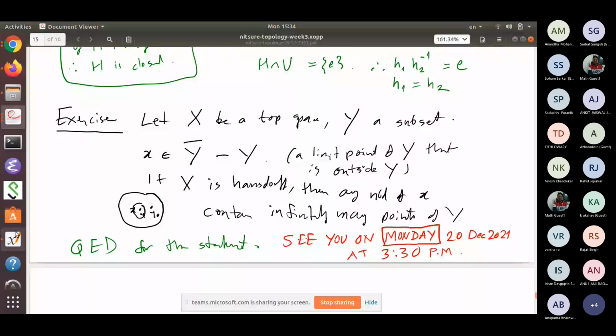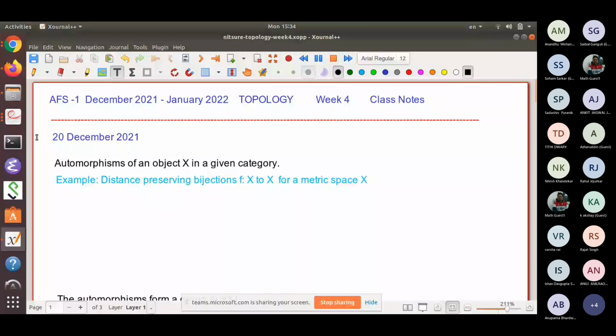So this was the last lecture review. And now I'm coming to today's lecture. Okay, so I want you to recall the concept of the automorphisms of an object in a given category. So as example, here we are. Suppose our category is that of metric spaces and distance preserving maps. Then such an automorphism will be a distance preserving bijection.